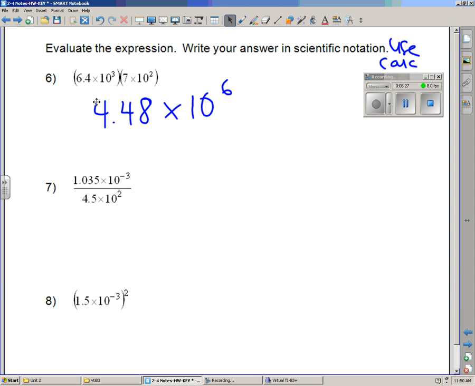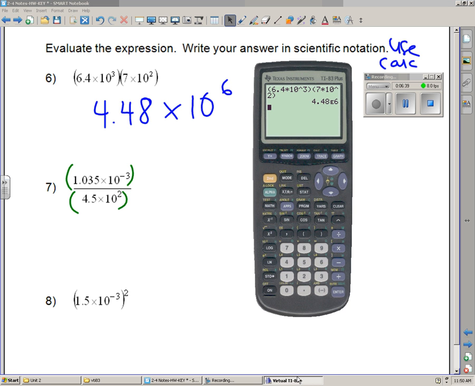When you get to the next one on division, you need to make sure that you insert your own parentheses in the problem so the calculator does the proper order of operations. Without parentheses, you're guaranteed to get a wrong answer. So for this next one, parentheses that I put around myself, 0.35 times 10, now to the negative third.